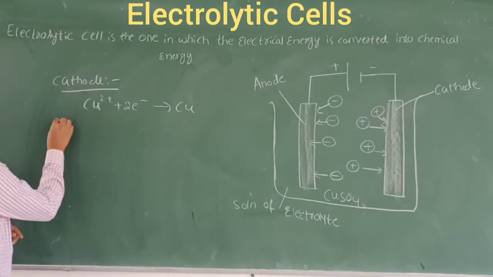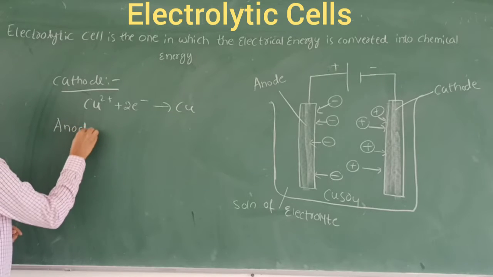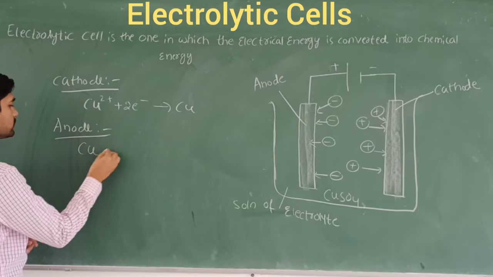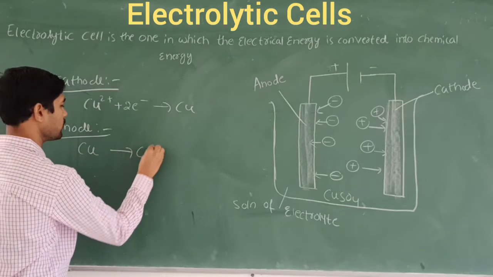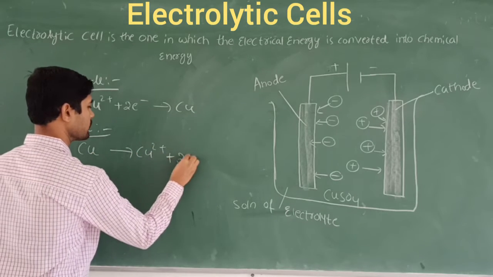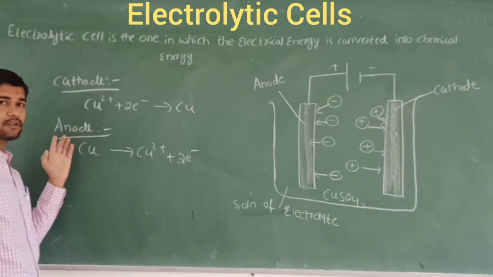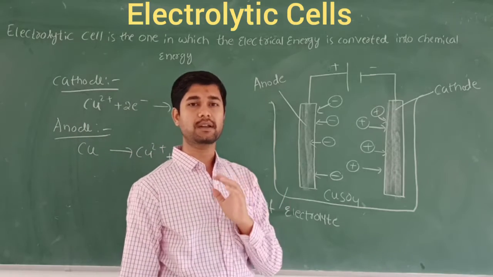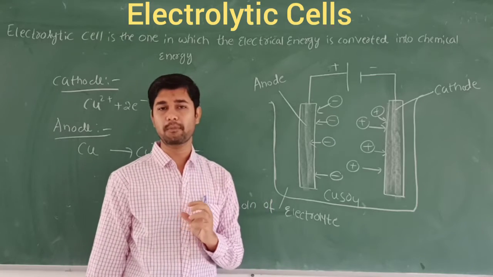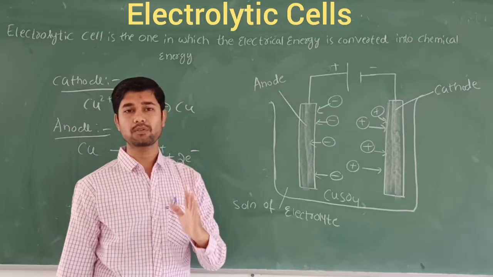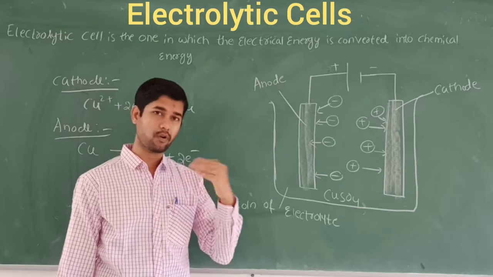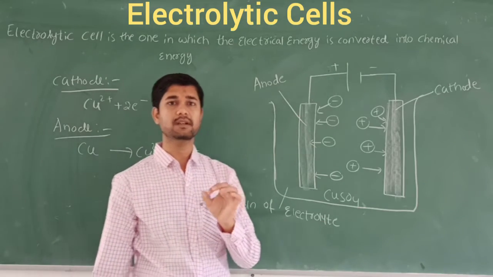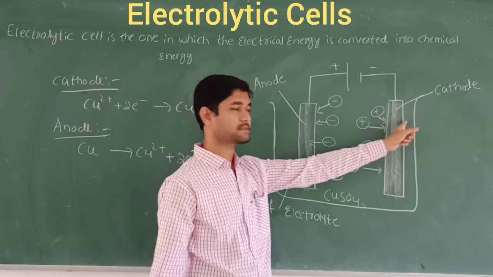So what about the anode position? At the anode, loss of electrons takes place. Cu readily loses 2 electrons. At this stage, the anode is the impure one, because in big industries, in order to purify copper metal, they take impure copper metal as the anode, and the pure copper they take as the cathode.